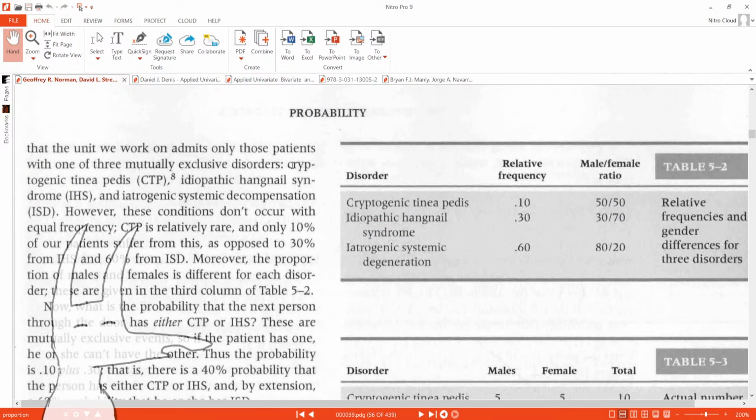I think these sound real, but let's actually check it out. Cryptogenic tinea pedis. It looks like something to do with the eye. Okay, that's just a foot infection. Tinea pedis. Idiopathic angnail syndrome. Iatrogenic systemic degradation.